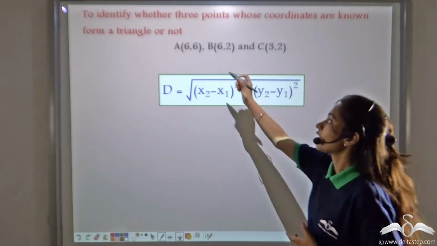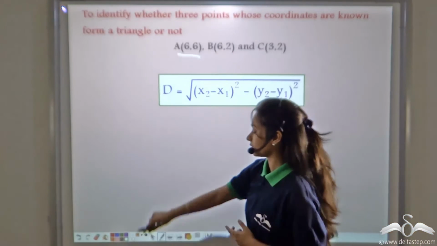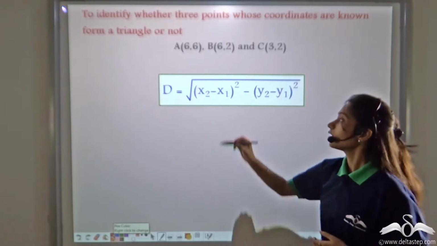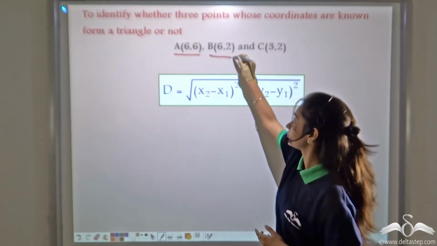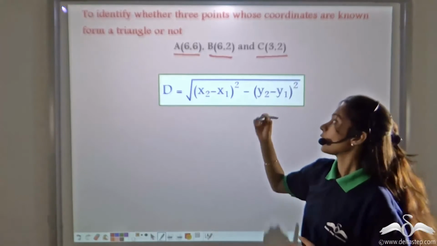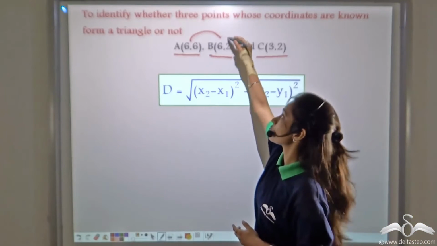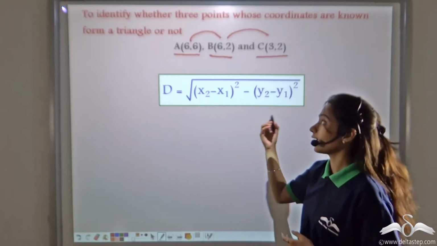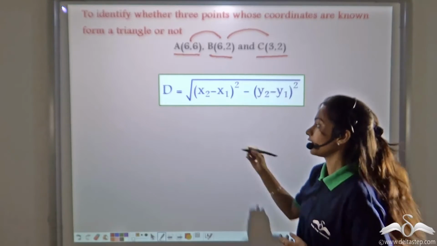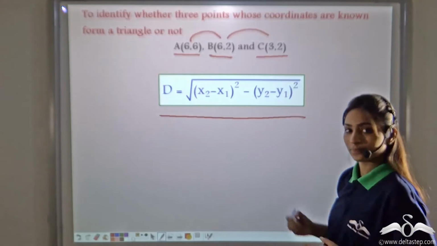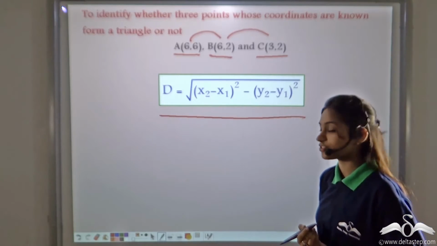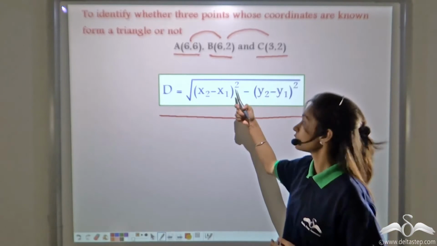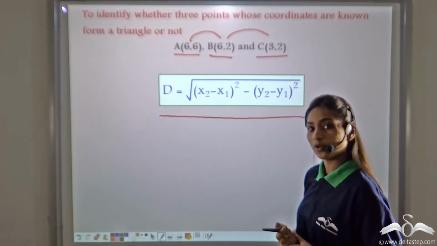What we will do? We have 3 points given here. Now we'll check whether the sum of any two sides is greater than the third side or not. And how will we take out the distance between two coordinates? We have the distance formula to help us. You have already learned in the previous lectures that distance is equal to root over x2 minus x1 whole square plus y2 minus y1 whole square.